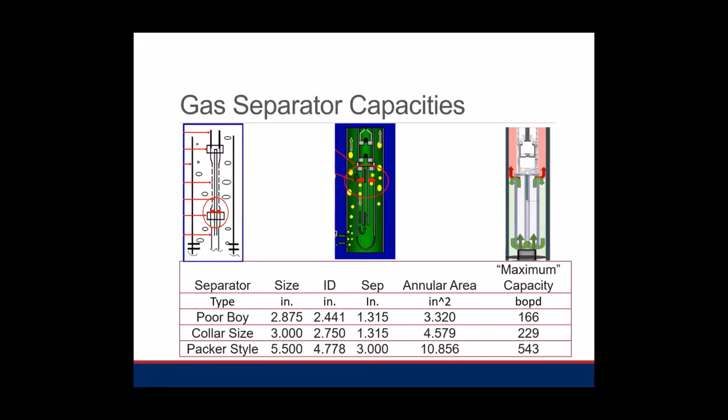Packer style, where we're separating out fluid in the annulus, let's say we put it in a 5.5 inch wellbore with a 4.7 ID casing. The OD of the separator is 3 inches. Essentially, we have more than double the collar size or poor boy at 10 square inches. So we have a maximum capacity of 543 barrels. Not saying one's better than another, they all have their place, but this is how we would calculate a capacity or quote maximum capacity, which is something we see in industry today.